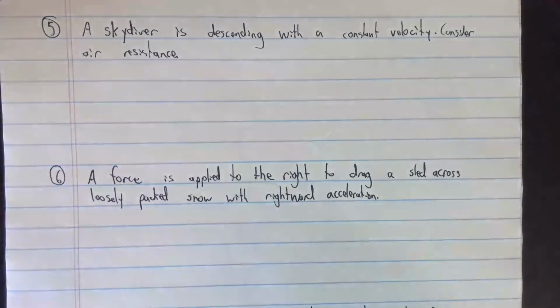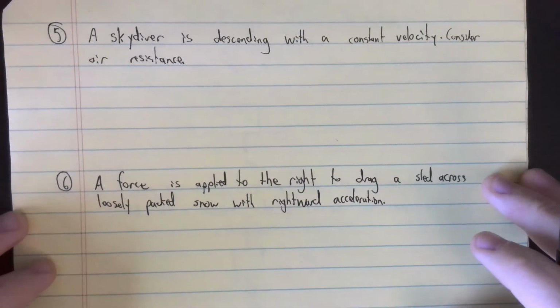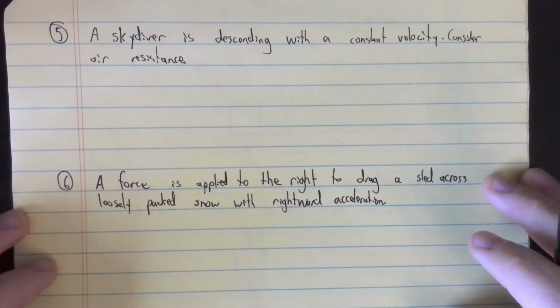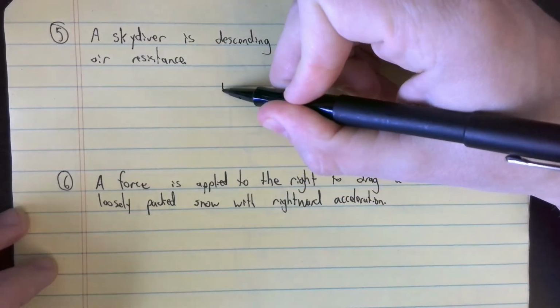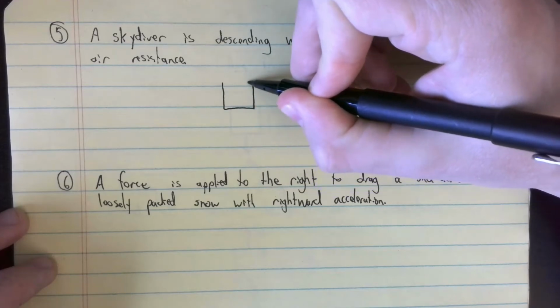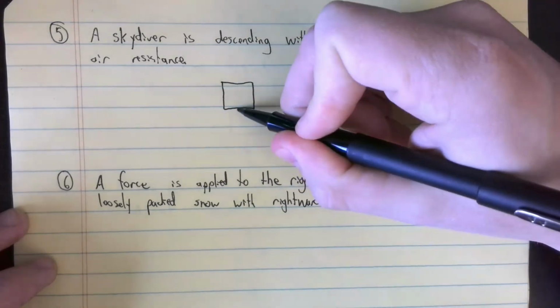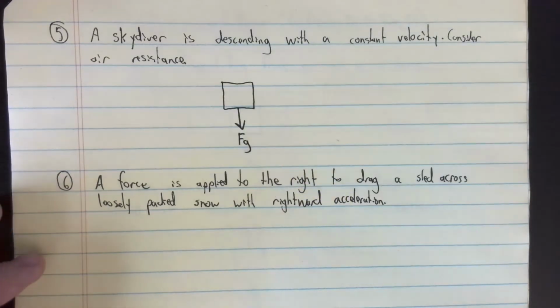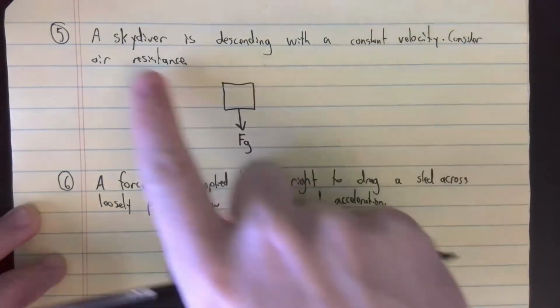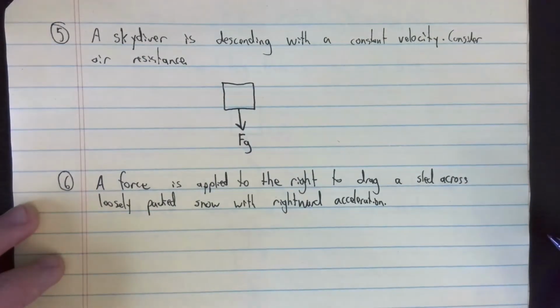All right, halfway there. Number 5, a skydiver is descending with a constant velocity. Consider air resistance. Skydiver is descending. Okay. Why is he descending? Well, because of gravity, of course. This phrase, consider air resistance, basically means there is air resistance.